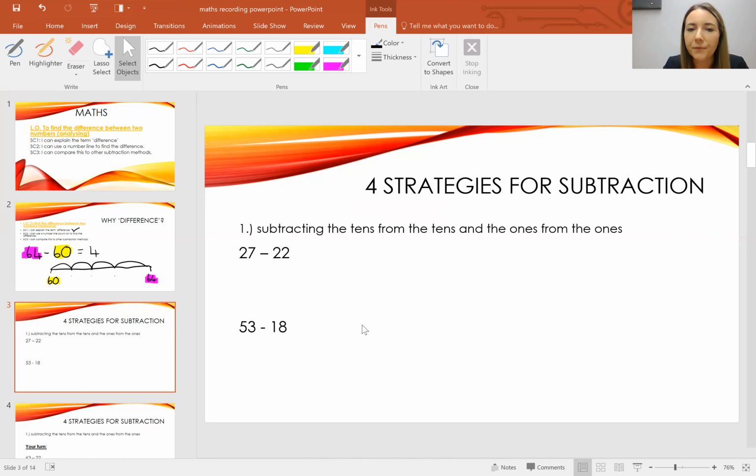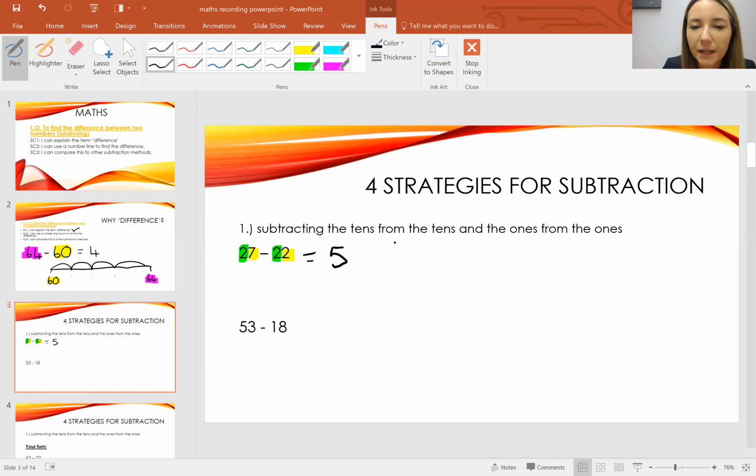to use and when. So the first strategy is subtracting the 10s from the 10s and the 1s from the 1s. So some of you have been doing this with your deans, some of you have been using your pictorial jotting, and some of you are now able to do it in your head, which is amazing. So let's have a go at 27 take away 22. We can do take away our 2 10s from our 2 tens, so we're left with 0 tens. And then we can take away 2 ones from 7 ones, which equal 5. So the answer is 5, because we haven't got any tens left and we've only got 5 ones.